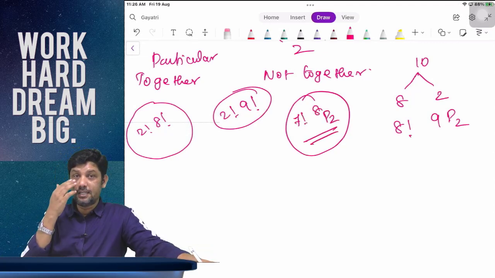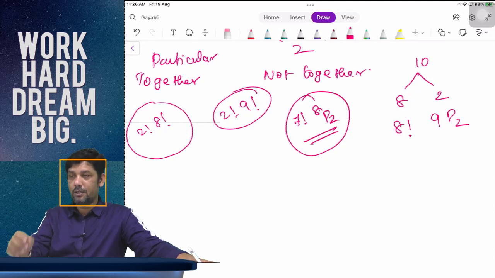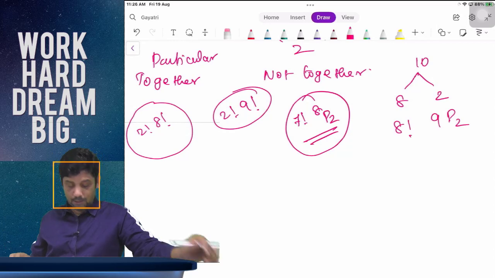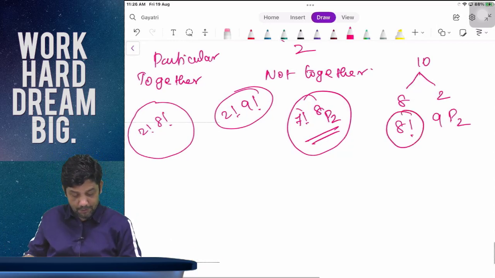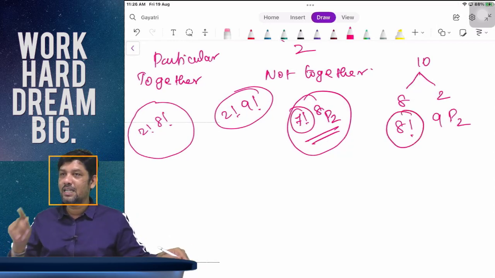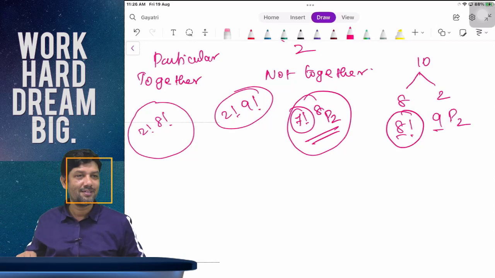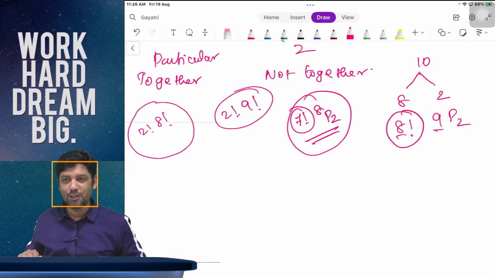Sir, I didn't get this idea, sir. I will tell you the reason. N factorial is for linear arrangement. N minus 1 factorial for circular arrangement. So 8 factorial becomes 7 factorial. If there are 7 places, how many places will be available? That's 8P2. So we need to subtract 1 from both. You got my point? You got the logic?